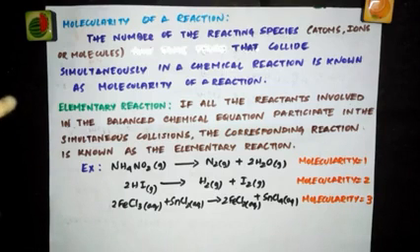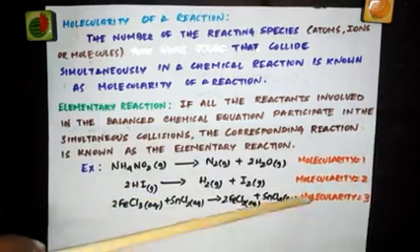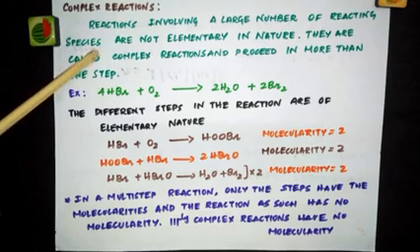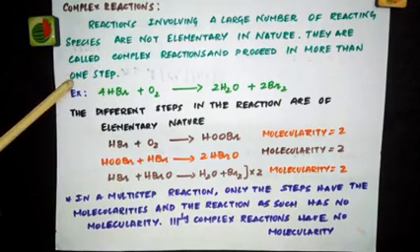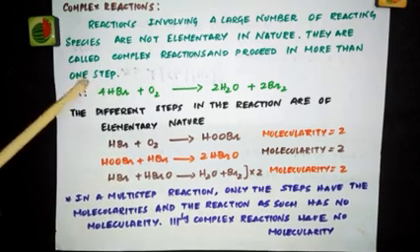So in an elementary reaction, the molecularity is equal to the number of the reactants involved in the equation representing the reaction. But this is not true for the reactions in which a large number of reacting species are involved. We call such reactions complex reactions. For an elementary reaction, the number of reacting species in the balanced equation gives you the molecularity, but this is not the same for complex reactions. Reactions involving a large number of reacting species are not elementary in nature. They are called complex reactions and they proceed in more than one step.